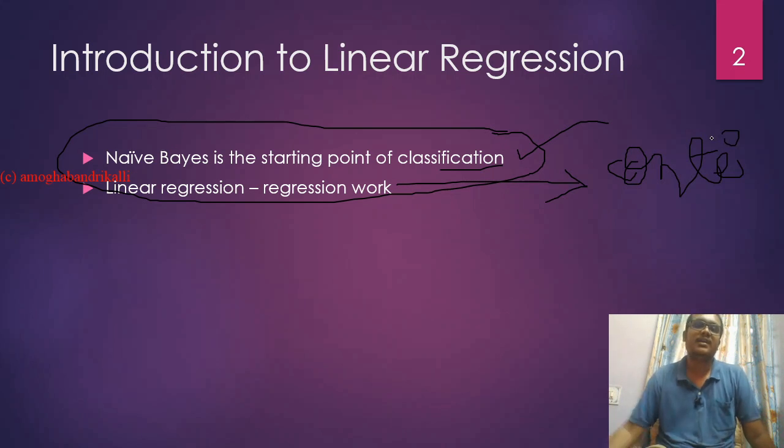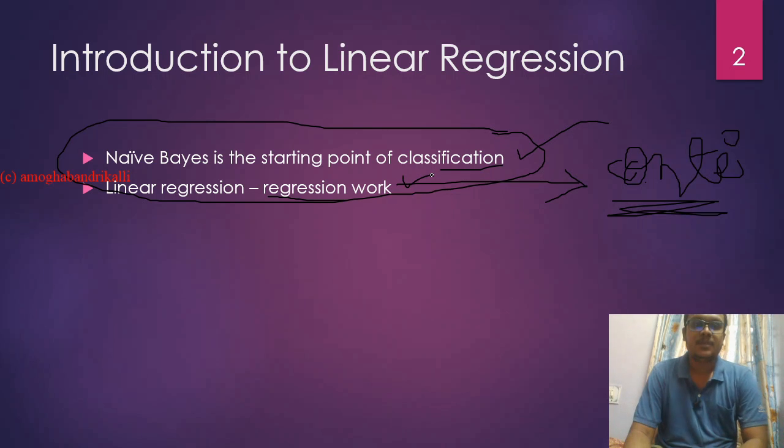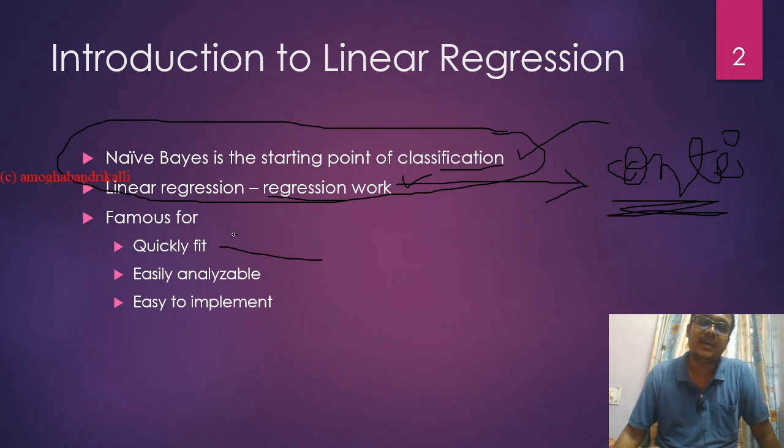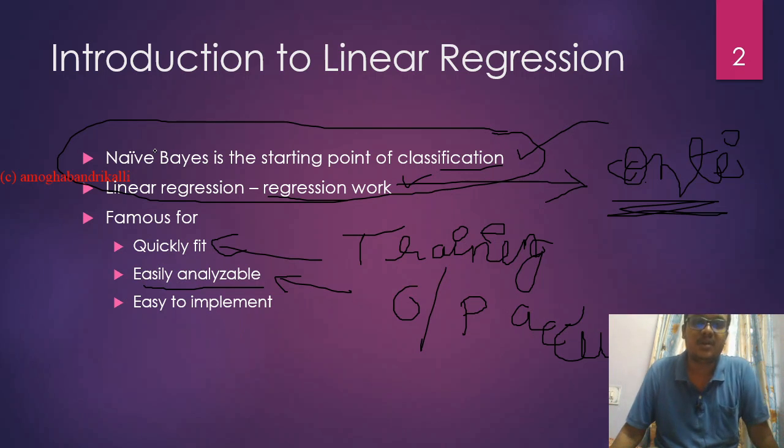In regression, linear regression also has classifiers and regression. But why did linear regression come into the picture? It is a starting point of regression work, like how to predict the price of houses. These kinds of applications can be performed by linear regression. Why is it famous? It quickly finishes the training part. Training is finished accurately and quickly. It is easily analyzable, meaning how the output is produced and how the accuracy of the system depends on things can be seen easily. Like this, everything is easier compared to other regression or classification methods.